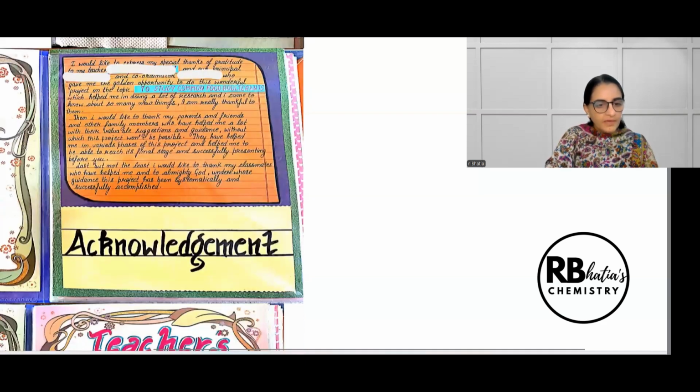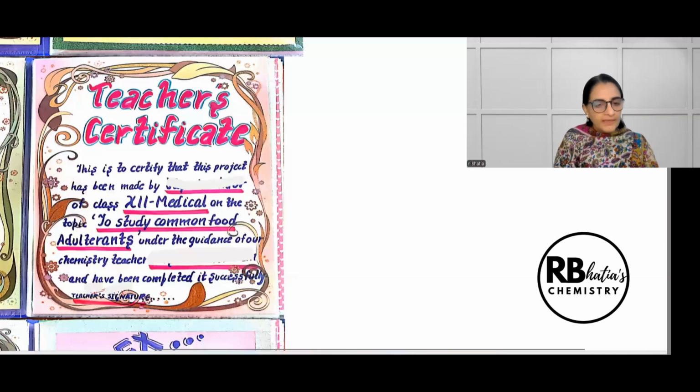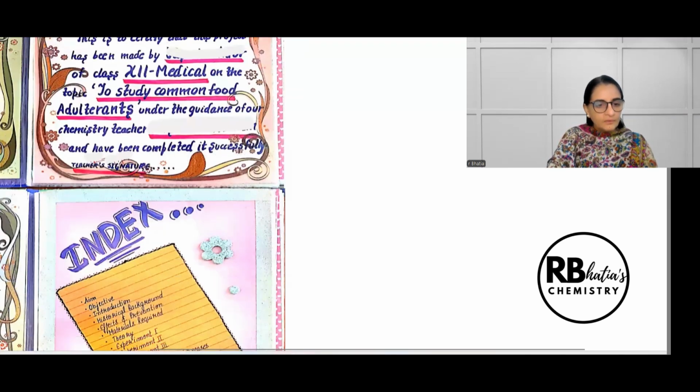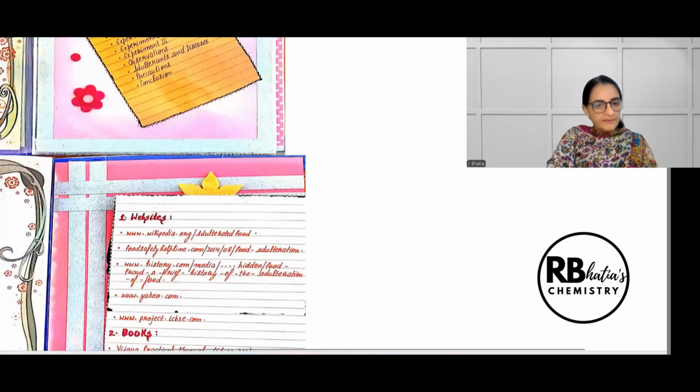A teacher certificate. This page has to be signed by the teacher, and don't write anything dramatic here. This is simply to certify that this project has been made by your name, of class 12th, medical or non-medical, whichever section you are, on the topic, under the guidance of the name of your chemistry teacher, and then the teacher's signature. This is the teacher's certificate. Then the next page has to be the index. The index should explain all the topics that you've covered in your project. And finally, this is the last page.